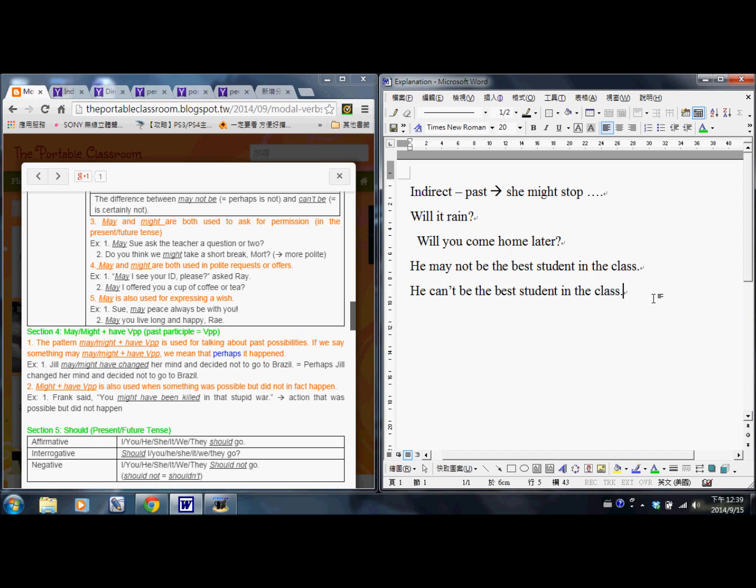So it's like this. When you want to make a polite request or an offer, "can" is the least polite. And then there's "could," and there is "may," and there is "might." If you want to make a request or an offer, this is the least polite, more polite, even more polite, the most polite.